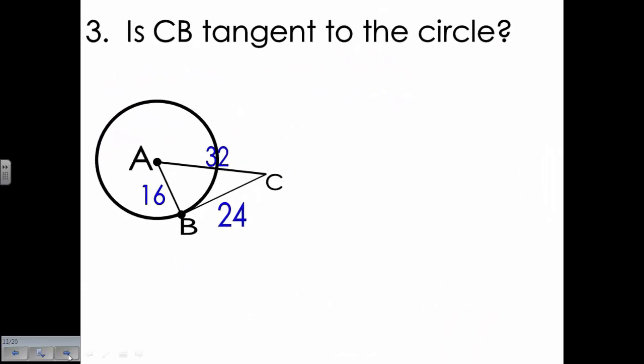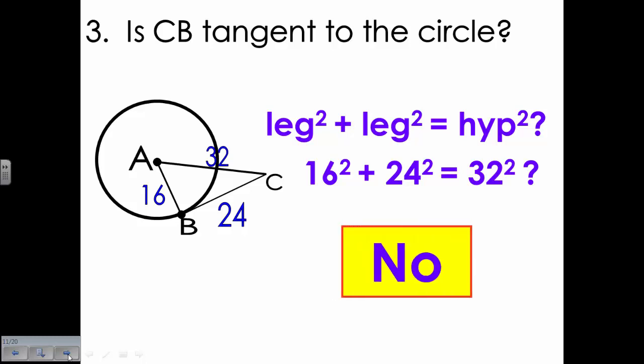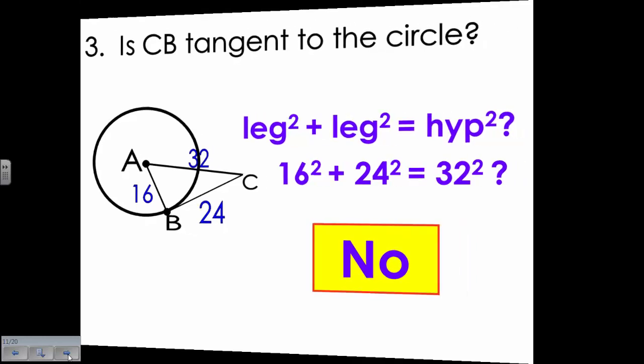Copy this example down. In order for us to decide if segment CB is tangent to the circle, we're going to check to see if it would make a right triangle. So what you do is test it out using Pythagorean theorem. 16 and 24 represent the legs. 32, we're going to test that to see if it's the hypotenuse. And what you do in your calculator is simplify the left side, then simplify the right side and see if the numbers are the same. And for this one, they are not, so therefore CB is not tangent to this circle.